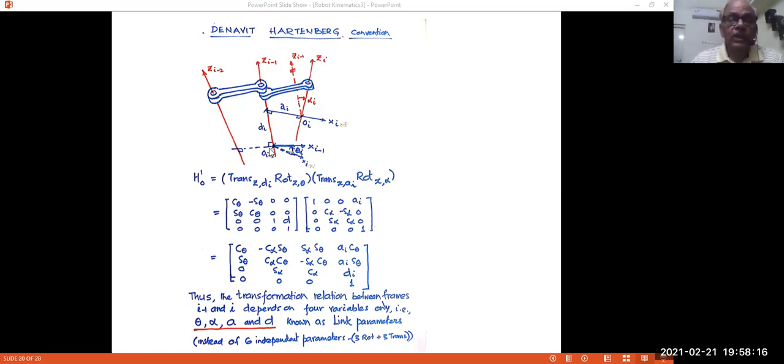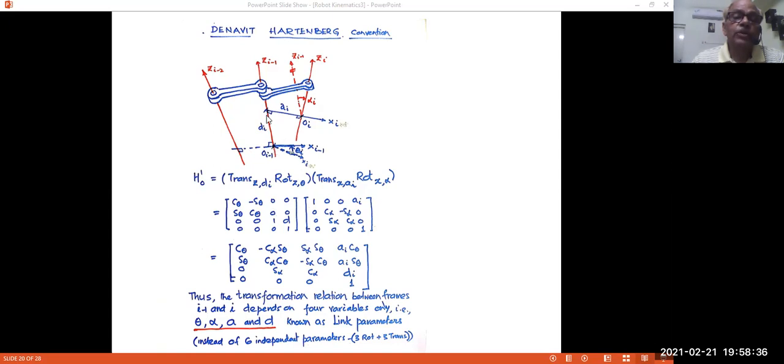Well, how do we do that? Simply, for this frame here to match with this, what are the transformations it has to go through? It has to turn around by an angle theta. Xi minus 1 has to go to Xi. Now it will be parallel to this Xi.